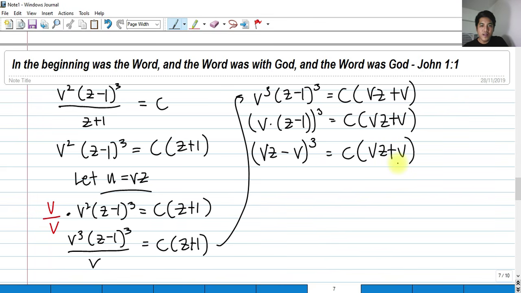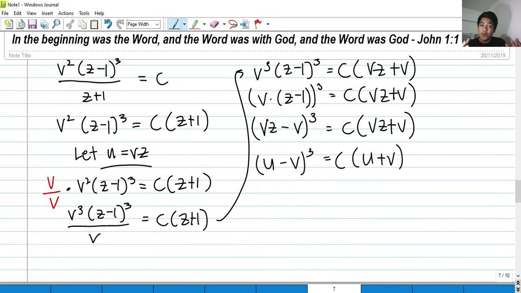What will happen here? We already have the vz. Yes, we can substitute it back. So we have u minus v cubed is equal to c times u plus v. But take note, that is not the original variable that we used. We performed two substitutions. If you may recall, our x is equal to u plus 2.